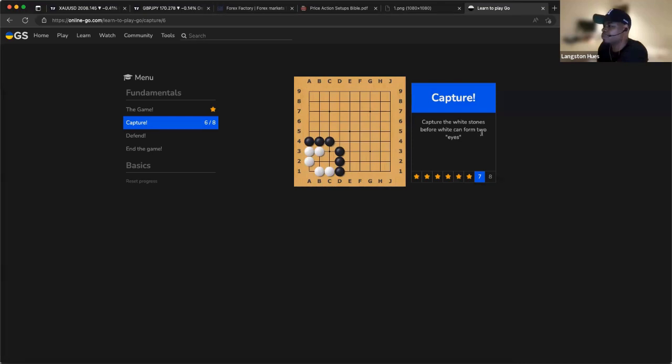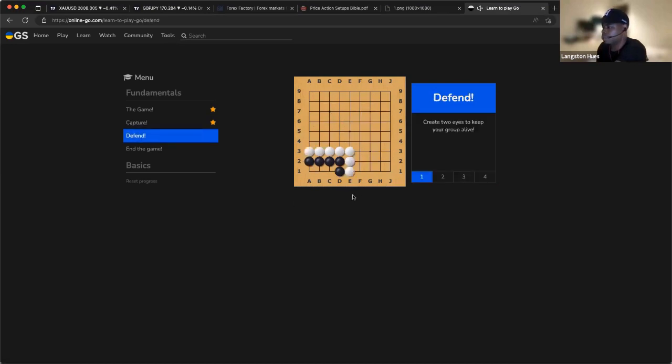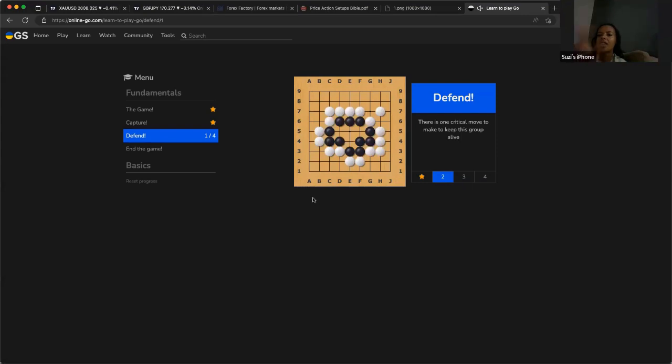Capture the white stones before white can form two eyes. Yeah, here. Okay. Defend. Create two eyes to keep your group alive. So two eyes would have to be in the middle, yeah. Because if it's in the middle, they can't surround me, right? No, it's like if they enter, then you're surrounding it, so you just take it.